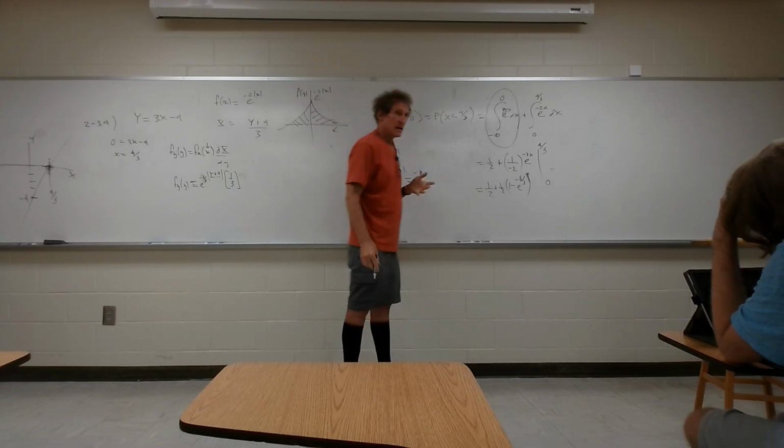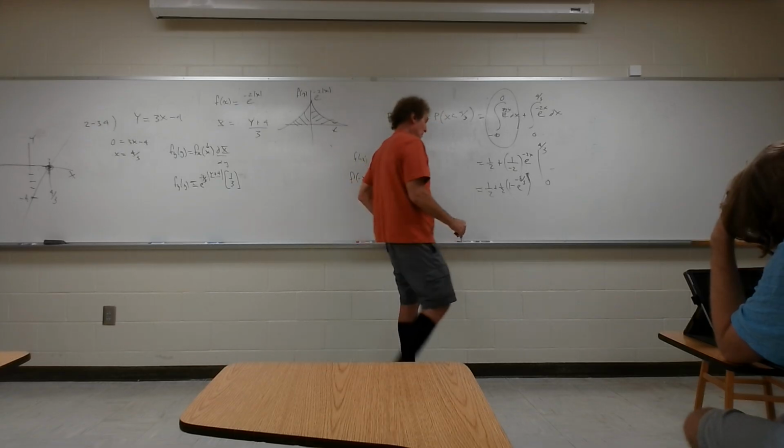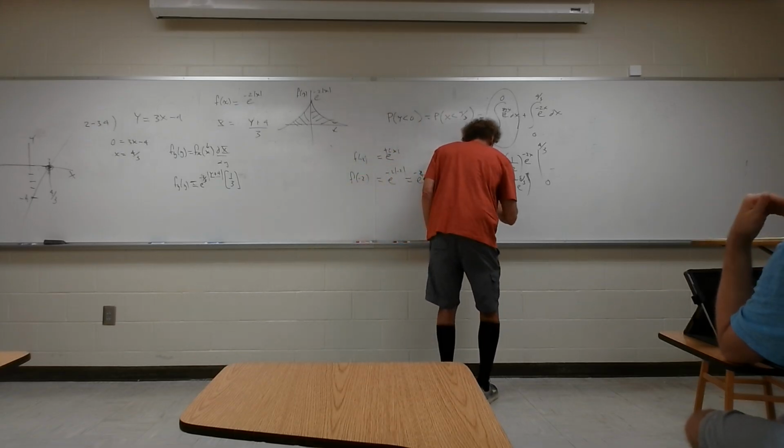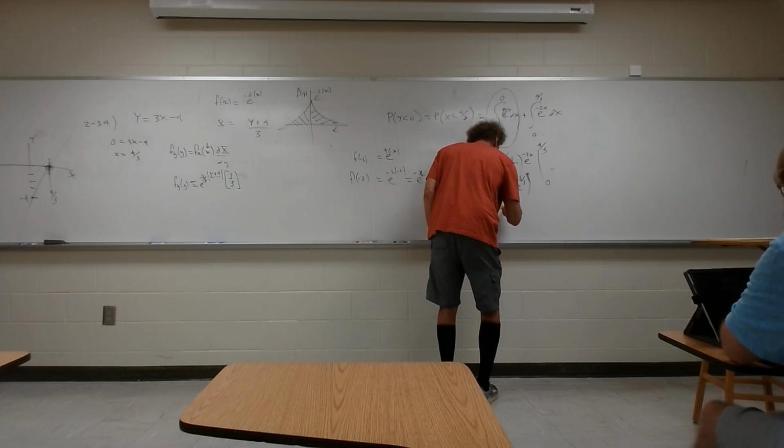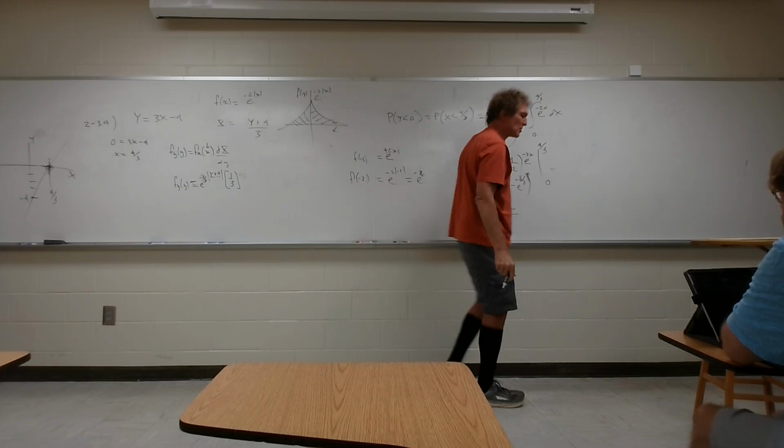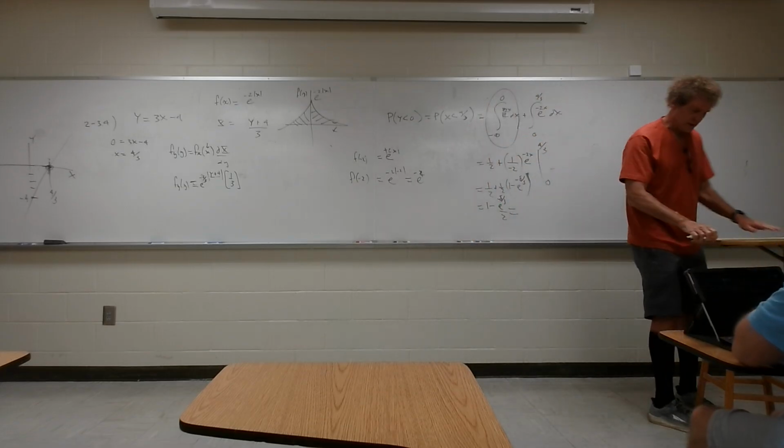You agree with that? And what's that going to be? Well, that's 1 minus e to the minus 8/3 divided by 2. That's a small number. I don't know what it is, but.